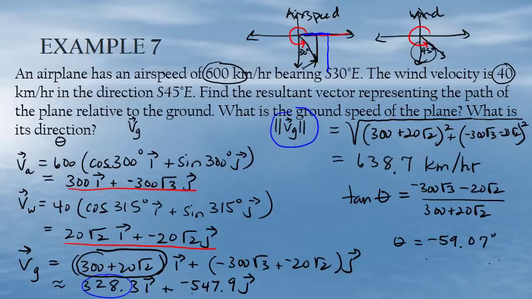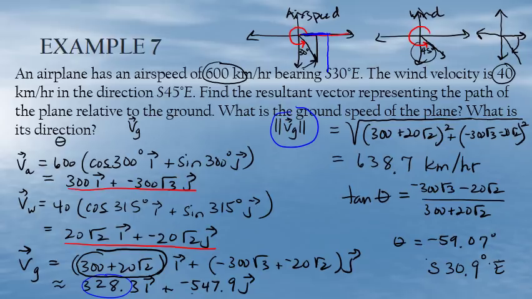We want to write this as a bearing. Let me do one more little sketch for you up at the top. If I am going negative 59 degrees, then as a bearing, I'm headed south and then something east. And that something east is whatever 90 minus 59.07 is. When I put that into my calculator, I got 30.9 degrees, rounded to 1 decimal place.